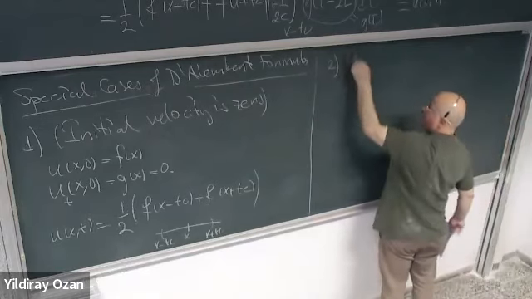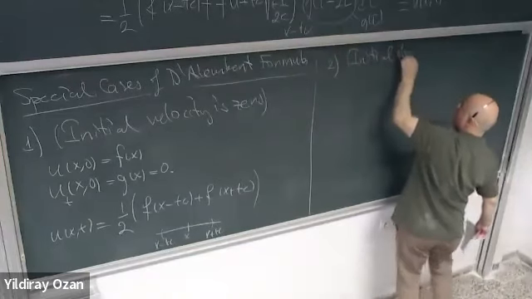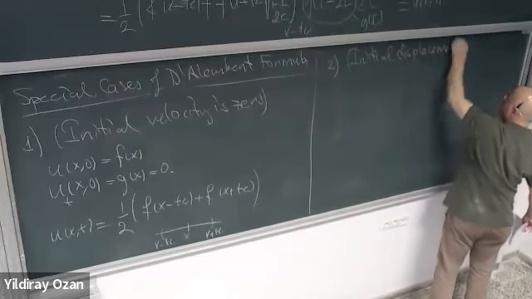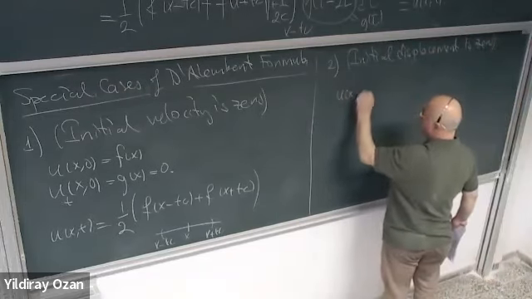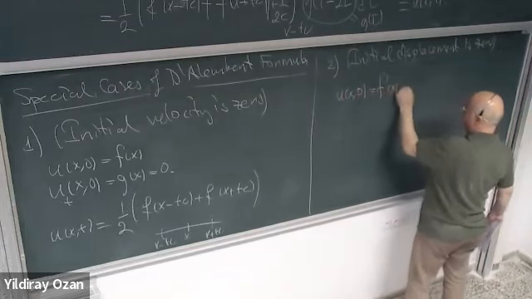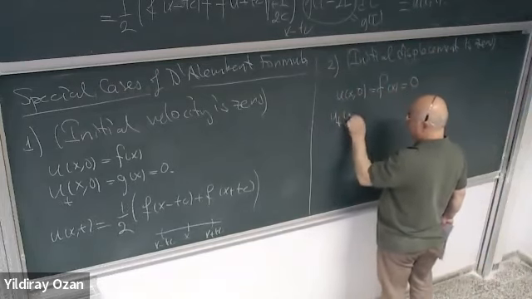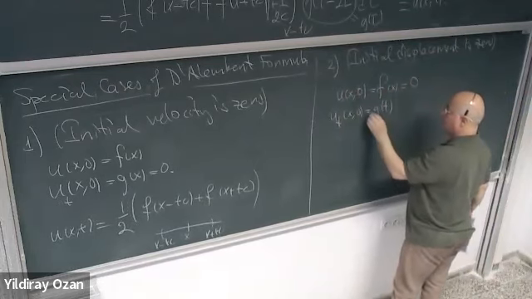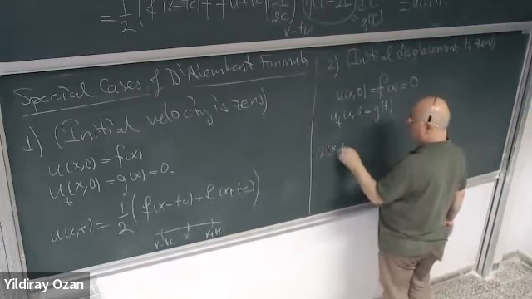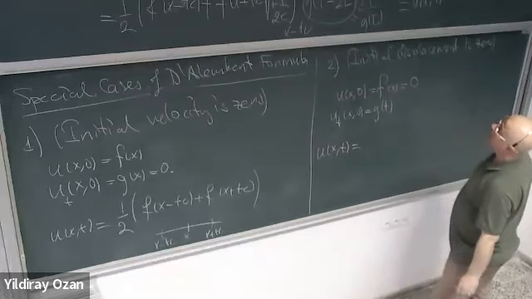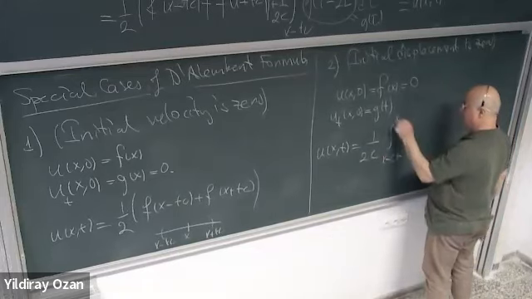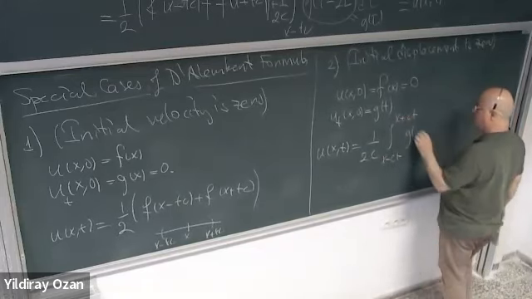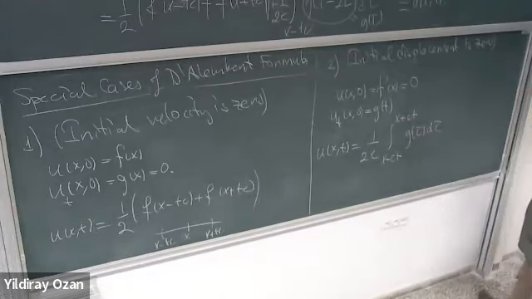Initial displacement is zero. If the initial displacement is zero, then it means what? Initial displacement is F, so this is zero. But we have initial velocity. This time, of course, F terms will disappear. So we have only the G term. So x minus ct, x plus ct, G tau d tau. So solution will be only this. Okay.